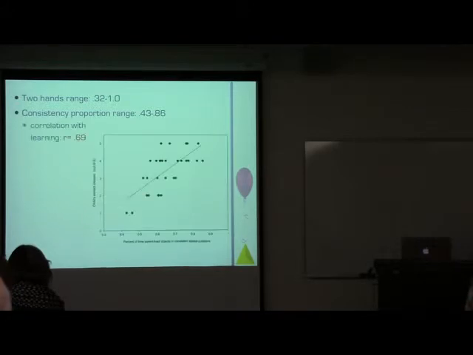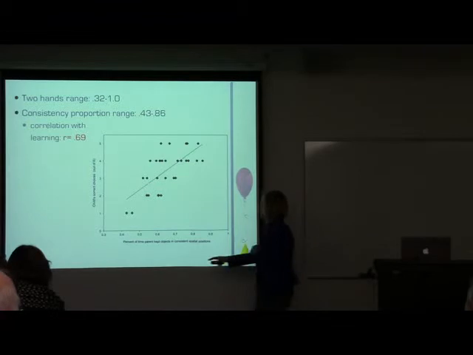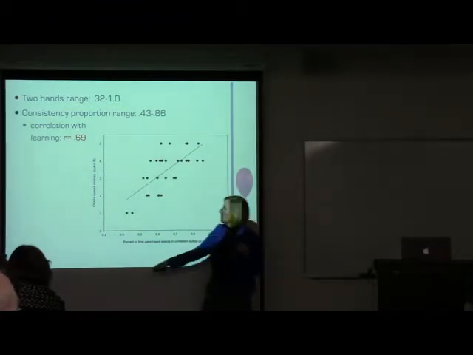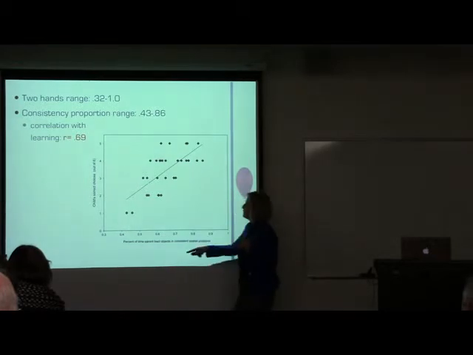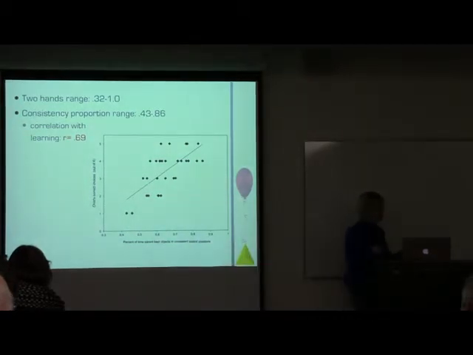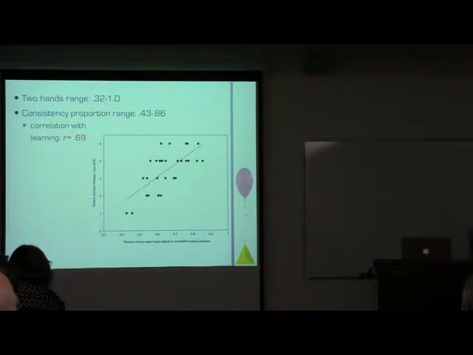And interestingly, this one mattered. So this correlated with children's learning. This is the percent of time the mom or parent kept objects in this consistent spatial position, and this is child's correct choices. And as you can see, there was a high correlation between how consistent mom was and how well children did in learning those words. Okay?